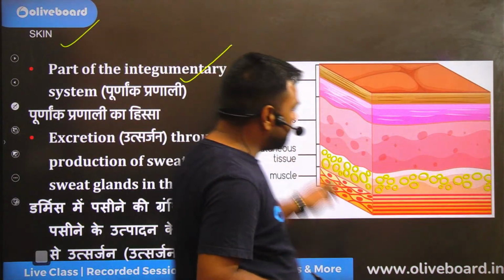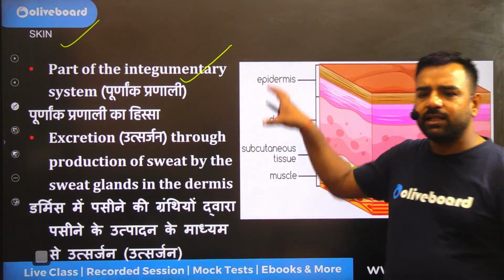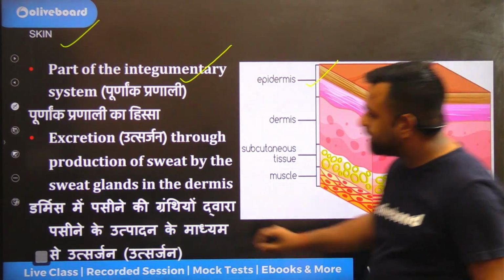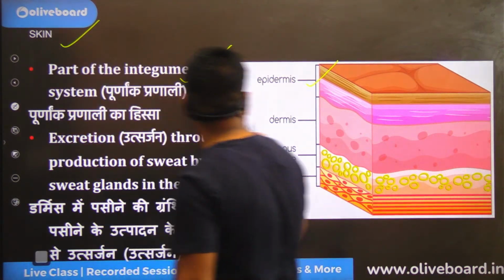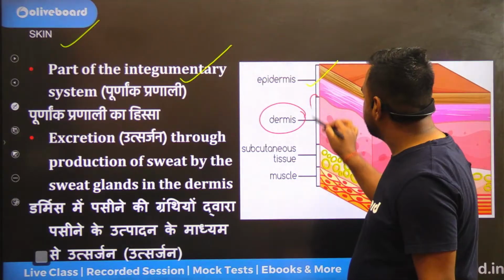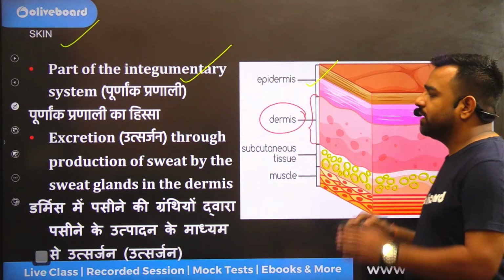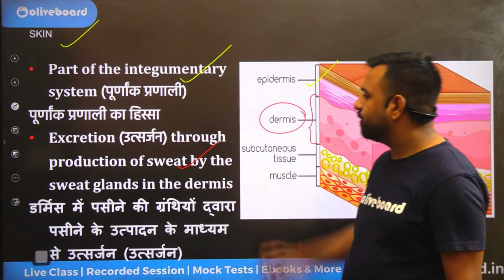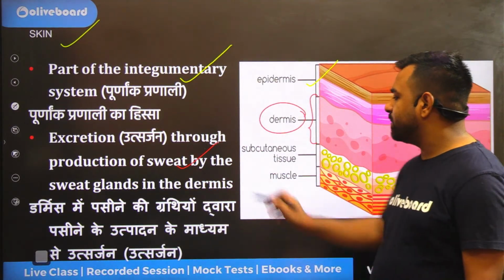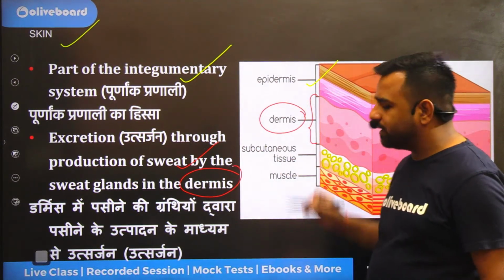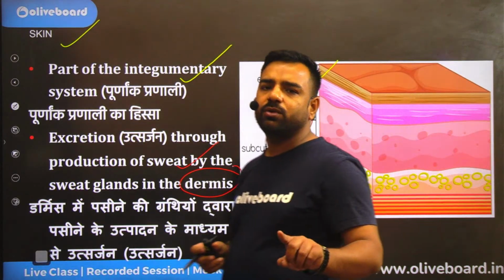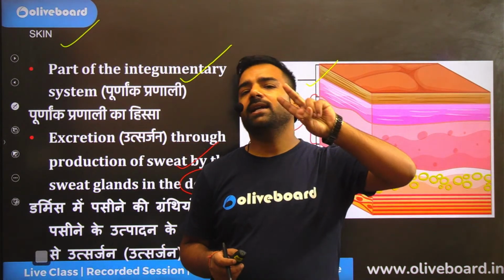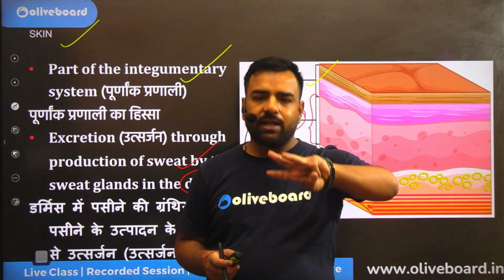Talking about the skin, this is the layer of the skin which is present here. The topmost part is the epidermis layer, but the second point mentioned here is the dermis. So this is basically the dermis part. Excretion takes place through the production of sweat by the sweat glands in the dermis layer. When sweat is generated, it includes NaCl, that is the common salt. It also includes urea and lactic acid.